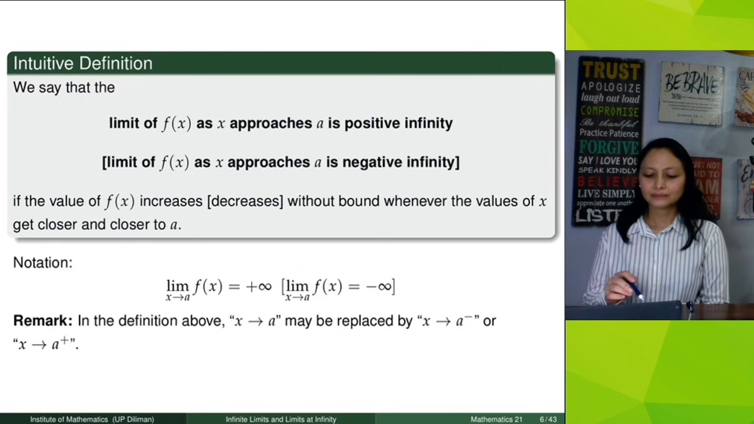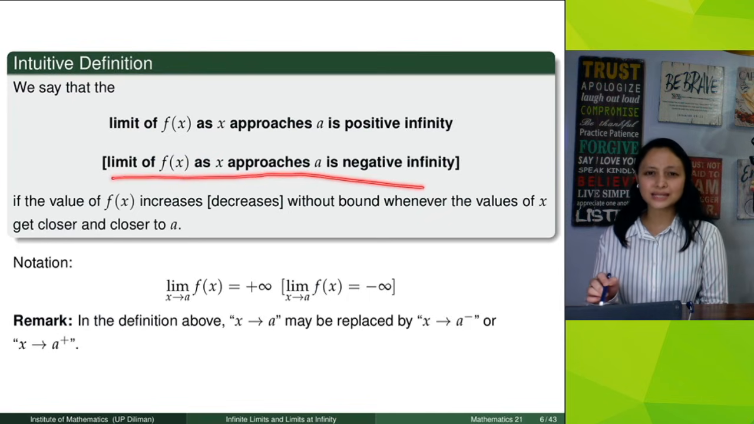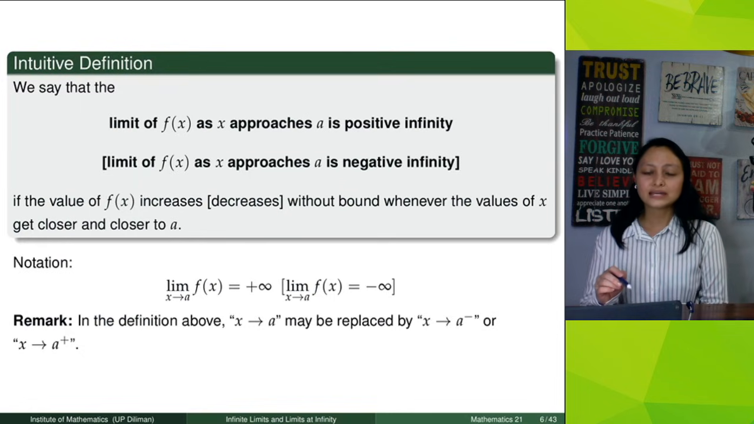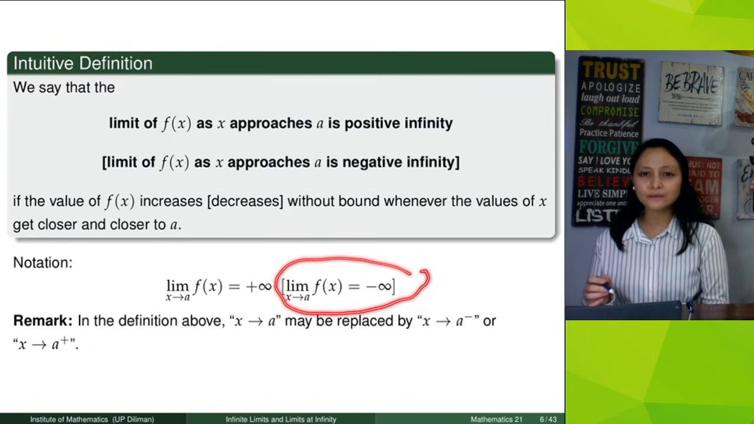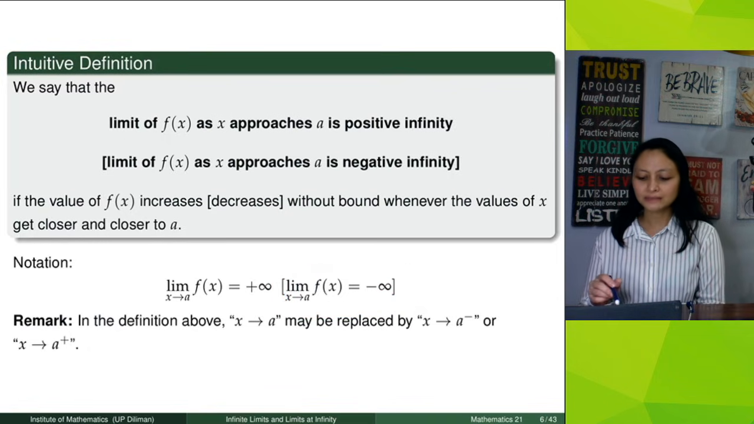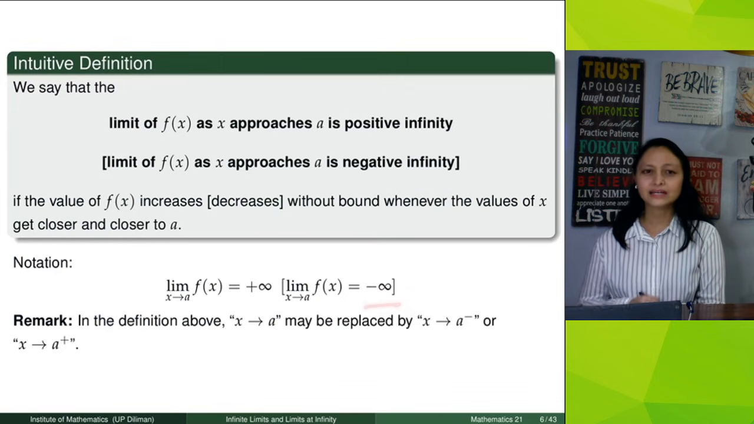Similarly, we can also say that the limit of f of x as x approaches a is negative infinity if the value of f of x this time decreases without bound, or the value of f of x gets smaller and smaller whenever the values of x get closer and closer to a. And this is how we write that mathematically. Limit of f of x as x approaches a equals negative infinity.